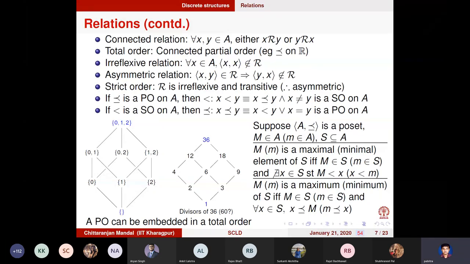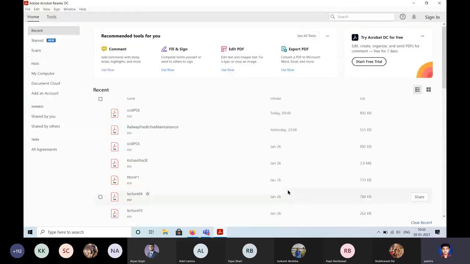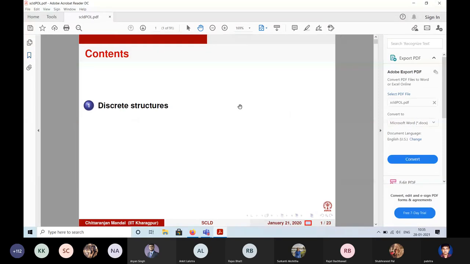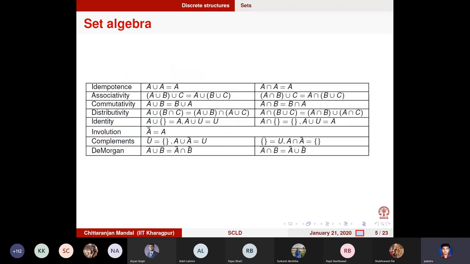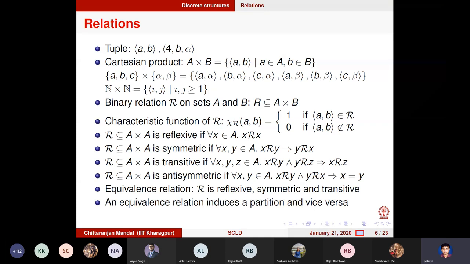Oh, it closes after 1 hour. Wait, so CRM tries to program everything. Yes, his Acrobat closes after 1 hour. Okay.